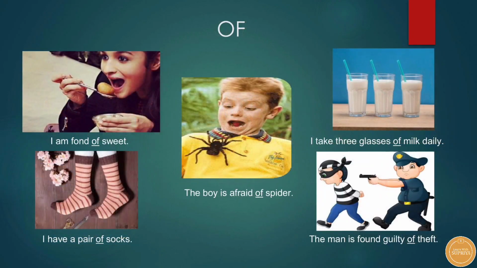Next, of. The preposition of has several uses and can be used in various contexts. Here are some common ways in which of is used. I am fond of sweets. I have a pair of socks. The boy is afraid of spiders. I take 3 glasses of milk daily.